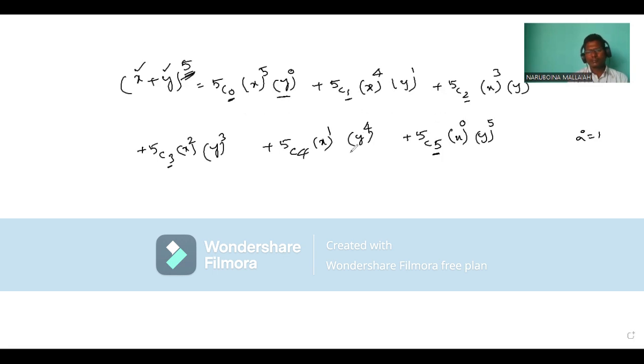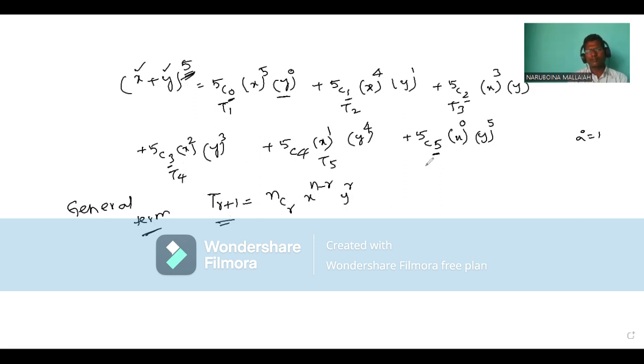So here, to find out any term in this expression, we should remember one formula, that is T(r+1) is equal to nCr x to the power of (n minus r) y to the power of r. This is called the general term. To find out any term, middle term, fourth term, fifth term, any term, we have to use this general term formula. See here, the first term is T1, this is T2, this is the third term T3, this is T4, this term is T5, T6.